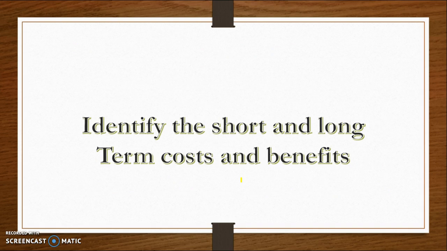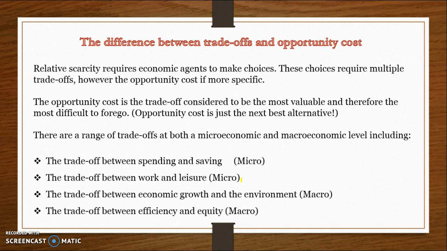Okay, the last part of this chapter is talking about trade-offs and the short and long-term costs and benefits of decisions. So when we're talking about trade-offs and opportunity cost, remembering that relative scarcity requires agents to make choices, every choice has a trade-off. And it's important to recognise that opportunity cost is the most valuable of those trade-offs. So not all those trade-offs, but whatever we value as the next best alternative. And there can be a whole range of trade-offs at both a micro and macro level.